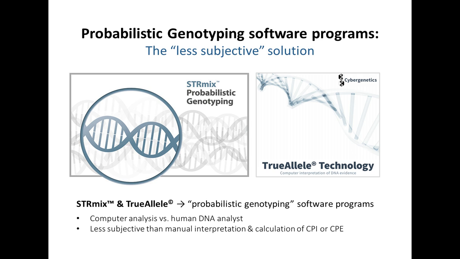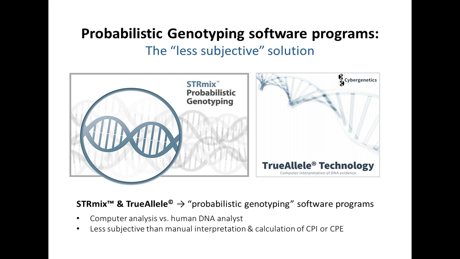So what the NRC report and the PCAST report basically said is that we need a better way to do this. We need a better way to interpret complex DNA mixtures, and there's too much subjectivity involved with people, no matter how well trained you are, how intelligent you are. So let's let computers do it for us.